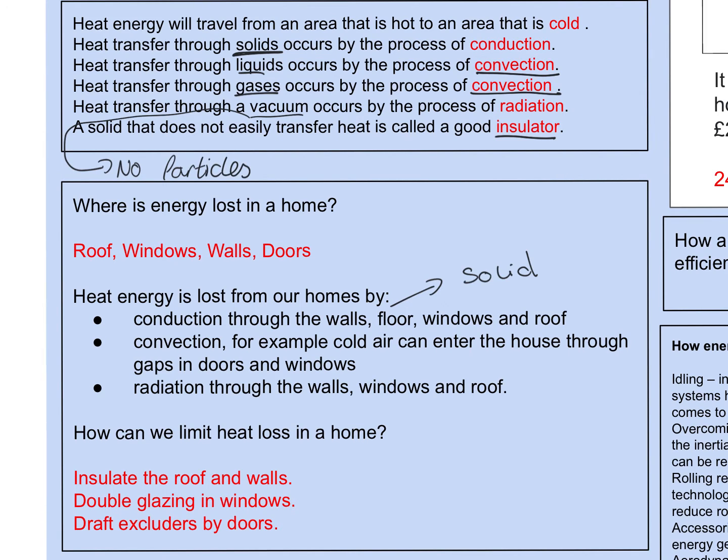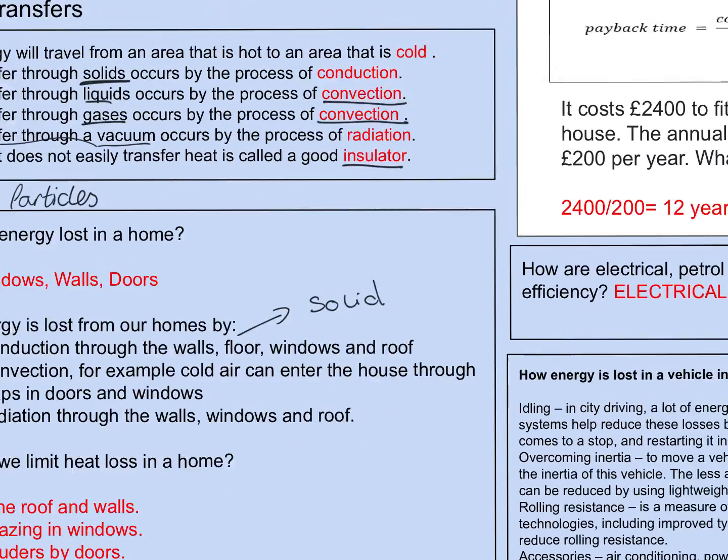How can we limit heat loss in the home? We can insulate the roof and walls, double glaze the windows and use draft excluders by the doors.